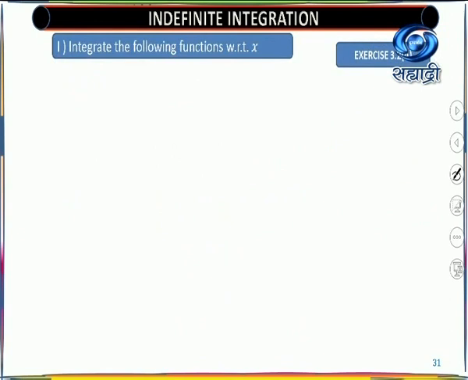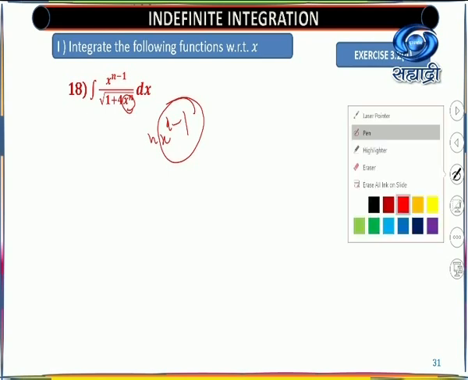Okay, now next example, that is 18th one: integral x raised to n minus 1 upon root of 1 plus 4 x raised to n. Now we don't want this 1 and 4. Only thing is that we need to think about x raised to n. What will be the derivative of x raised to n? Derivative of x raised to n is n into x raised to n minus 1, and we have x raised to n minus 1 on the numerator. So we'll start thinking that we need to substitute x raised to n equal to t.